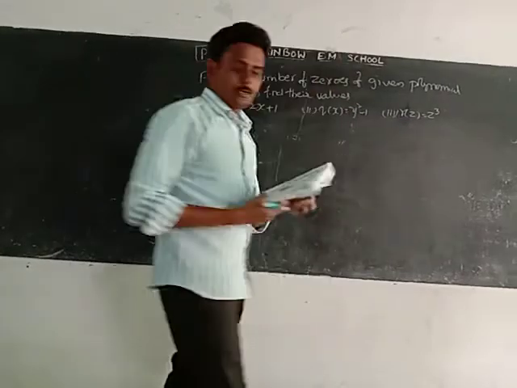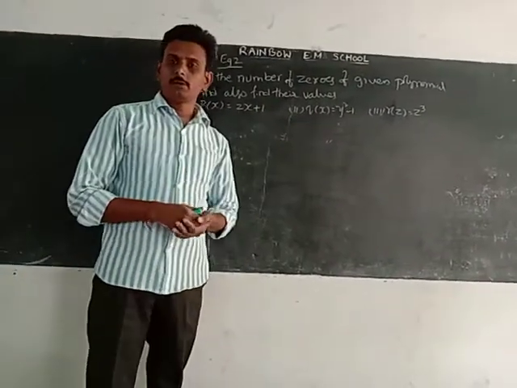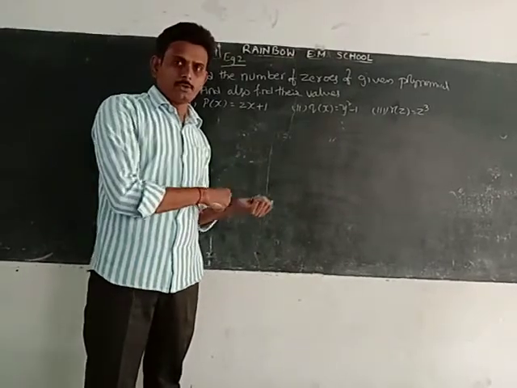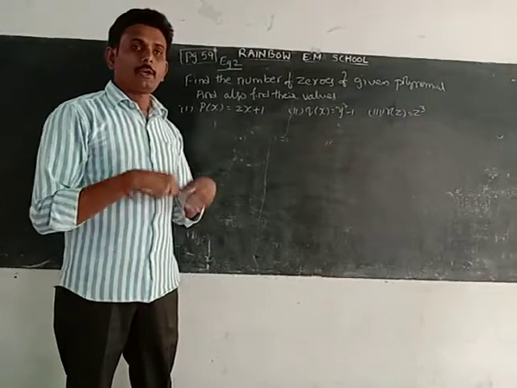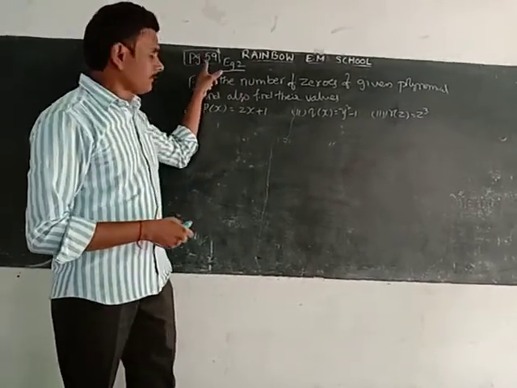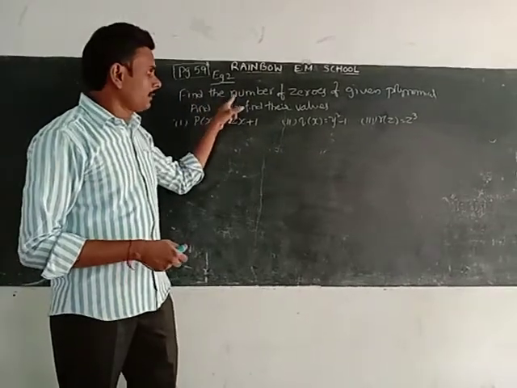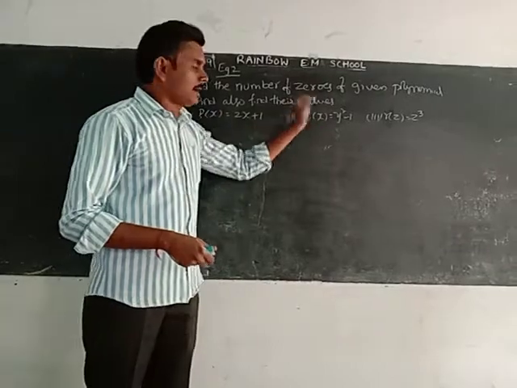Okay, what is the question here? Up to now we decided whether those are zeros of the polynomial or not, by doing the previous model. Here we want to calculate zeros. How can we find out the zeros of the given polynomial? See the question here in page number 59, example 2. Find the number of zeros of the given polynomial and also find their values.